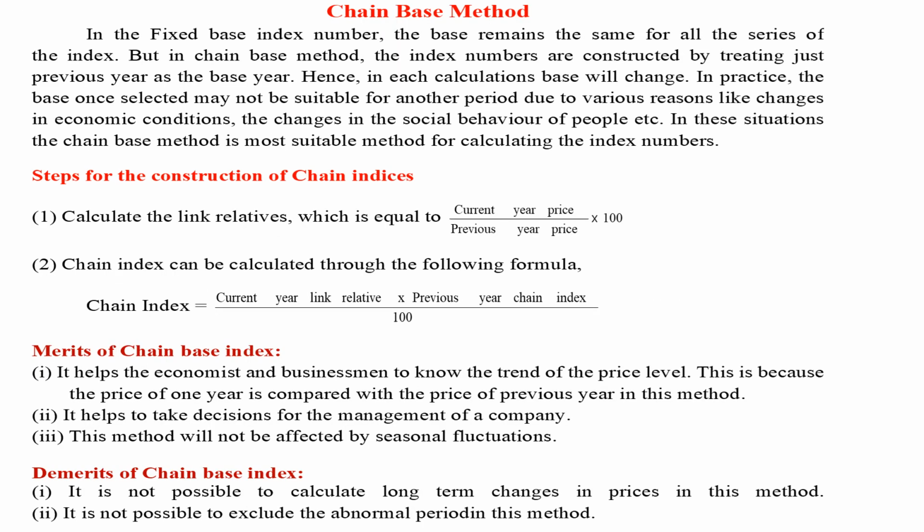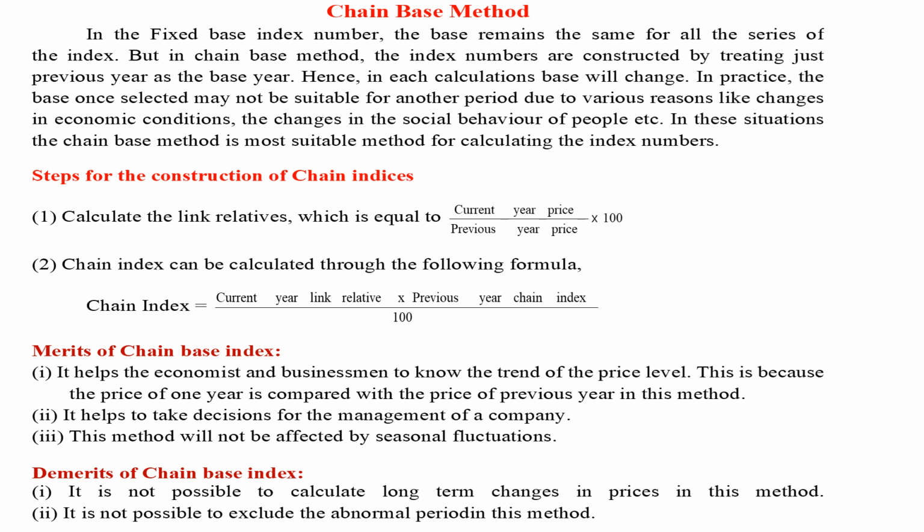Chain base method. In the fixed base index number, the base remains the same for all the series of the index. But in chain base method, the index numbers are constructed by treating just previous year as the base year. Hence, in each calculation the base will change. In practice, the base once selected may not be suitable for another period due to various reasons like changes in economic conditions, the changes in the social behavior of people, etc. In these situations, the chain base method is the most suitable method for calculating the index numbers.